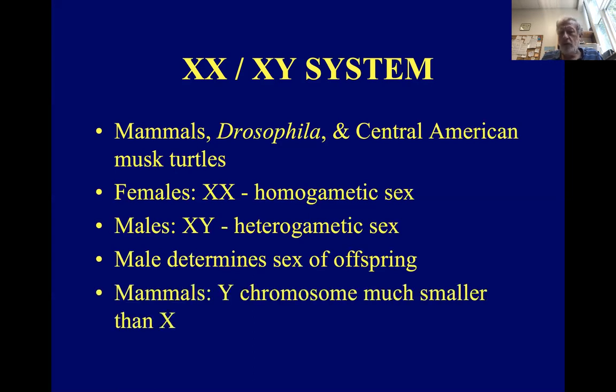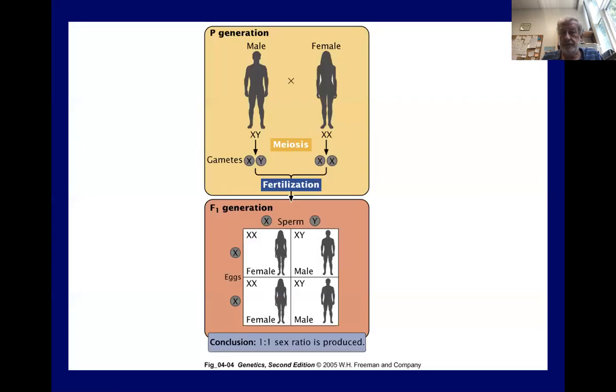And our Y chromosome is only maybe a third or so the size of the X chromosome in us mammals. And so this shows you sex determination in humans, where a male produces roughly half his sperm carrying the Y, the other half carrying the X, and that determines the sex of the offspring.